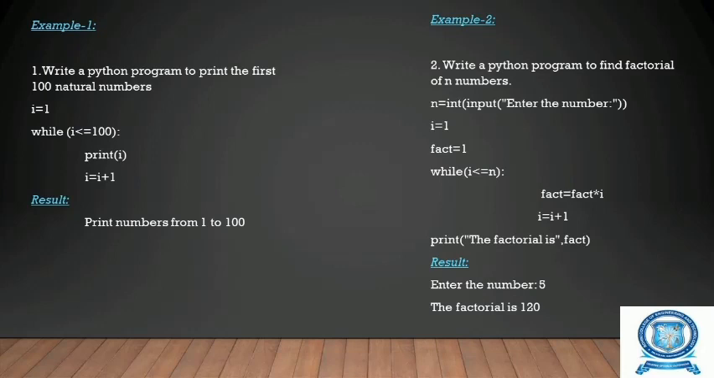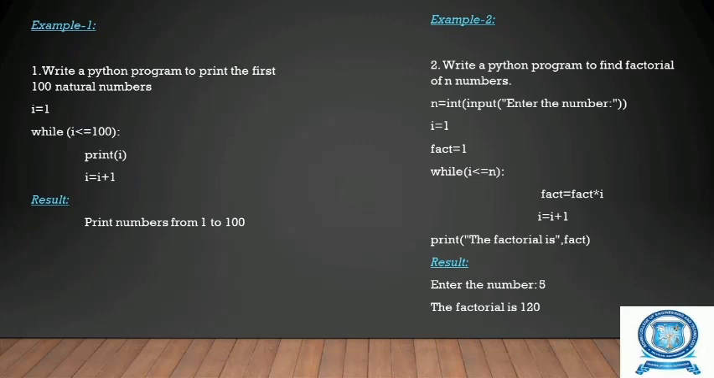Related to this example, we are giving the number as 5. So 5 is stored in the n value. Now, i is equal to 1, we are initializing the iterating variable. We already told that a while loop has an iterating variable. Then fact is equal to 1, we are giving another variable, fact, and initializing it as 1.